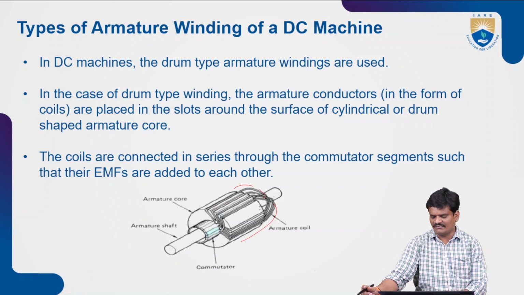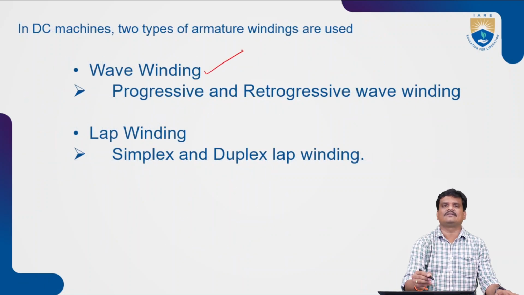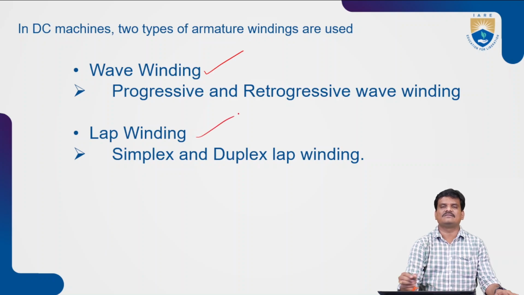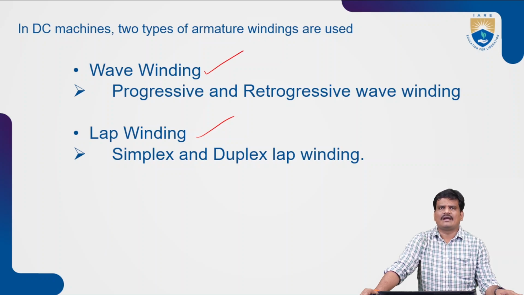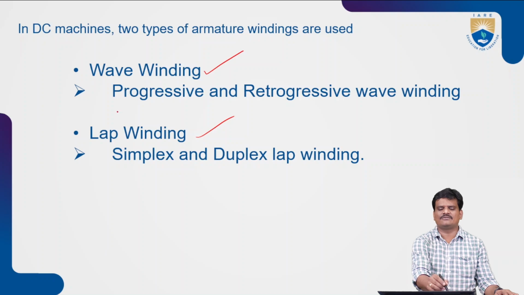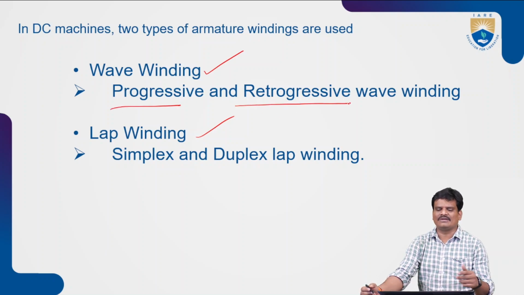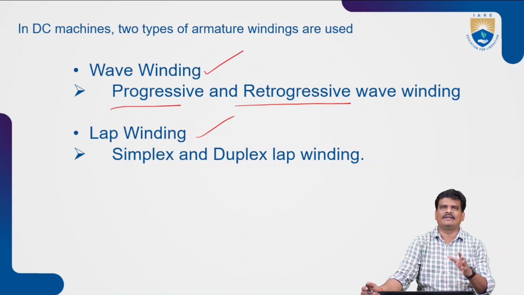Now we will come across the different types of winding in case of a DC machine. The first and foremost winding is the wave winding, and the second one is the lap winding. The wave winding has been further divided into two types: the first one is progressive and the second one is retrogressive. We will discuss each type of winding with respect to a figure, that is how the retrogressive winding structure will be, how the progressive winding structure will be.